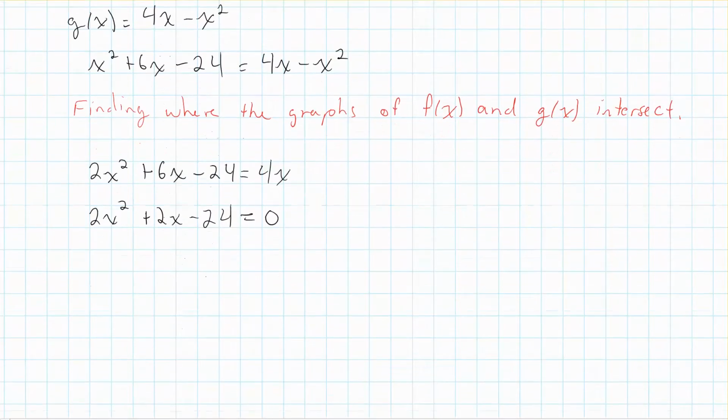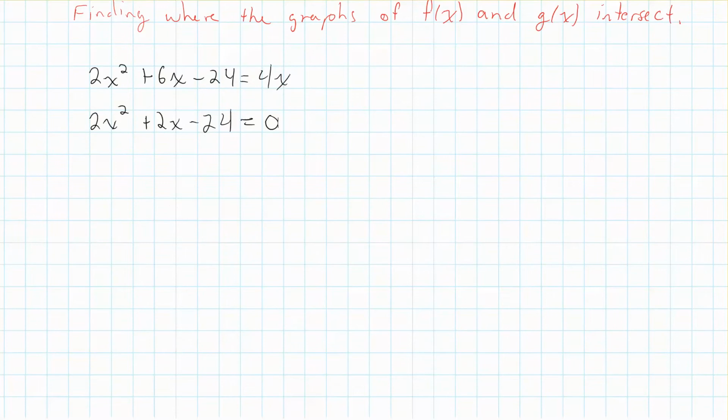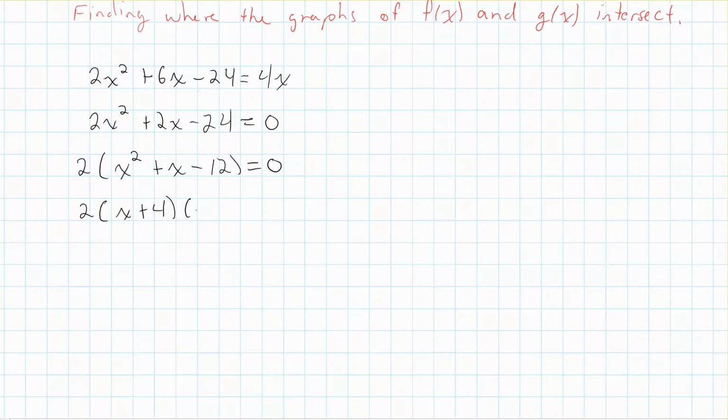Now sometimes people at this point want to just pull out the quadratic formula, but I see right away that I could at least factor out a 2, and if I factor out a 2, maybe the problem won't be too bad to factor. So you get 2 times x squared plus x minus 12 equals 0. And then if I look at this for a second, I can see, yeah, this does factor, to 2 times x plus 4 times x minus 3. And then this is equal to 0, and so we would get two answers, x equals negative 4 or 3.